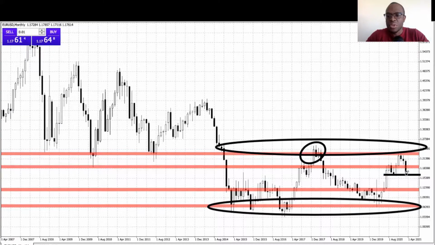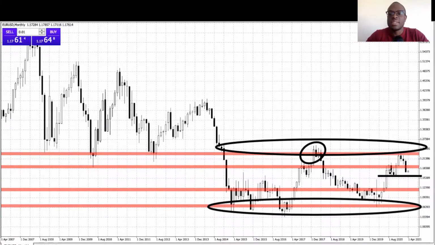If the price breaks below this zone, we'll be expecting it to pull back and also in the process retest the 1.18388 zone. And if this zone holds as a resistance zone and also forms a lower high, then we'll be anticipating that the price will move all the way to the downside, maybe up to 1.12390.